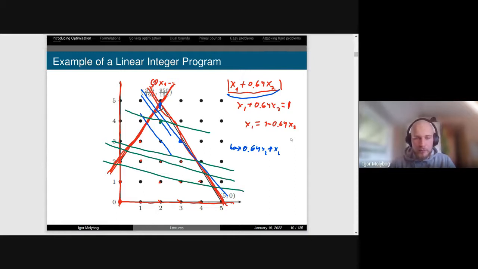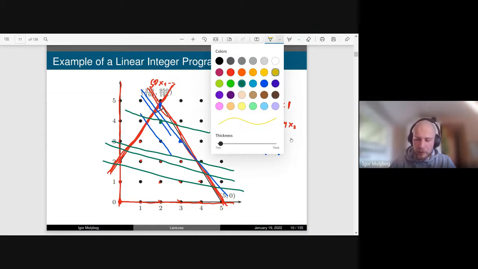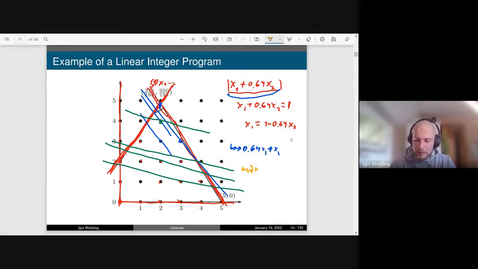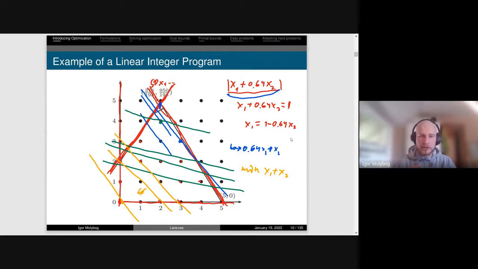Or we could, for example, minimize this thing. If our problem was to minimize x1 plus x2, then our level sets would be of this form, and we would like to push it not as far as possible to the right, but as far as possible to the left. We would be pushing it this way, and this line right here would be the one that still has the intersection with the feasible set, pushed as far as possible to the left. So the solution to the minimization problem would be the point 0, 0.